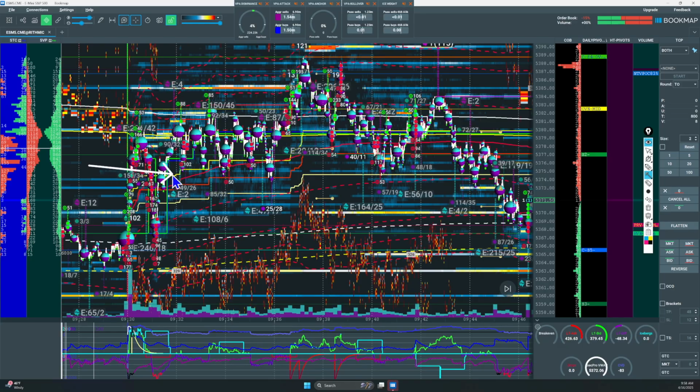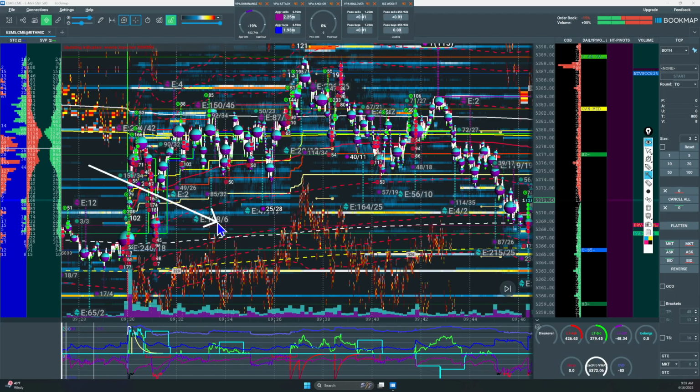We have the VWAP, right? That's the solid red line. These dashed red lines here are the upper deviations. Dashed red lines are the lower deviations. The solid yellow line, that's ETH VWAP. That solid green line is the VPOC. That solid blue line right there is the trades counter POC, right?